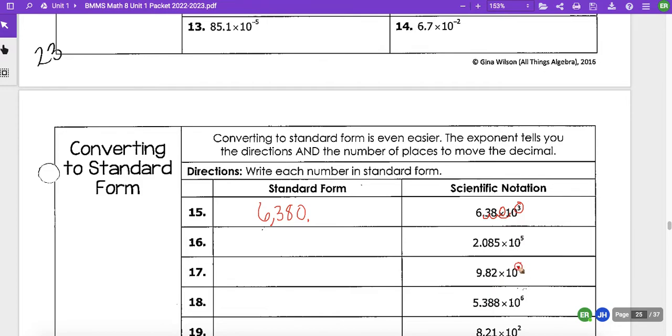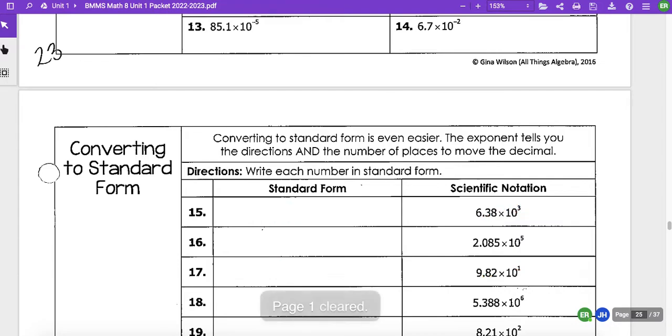Okay, let's skip down to number 17. So the exponent is 1, so we're going to start from the decimal. We're going to move it one place here. So now we moved it between the 8 and the 2. So I'm no longer going to write it here. So we're going to say 98.2, or 98 and 2/10.